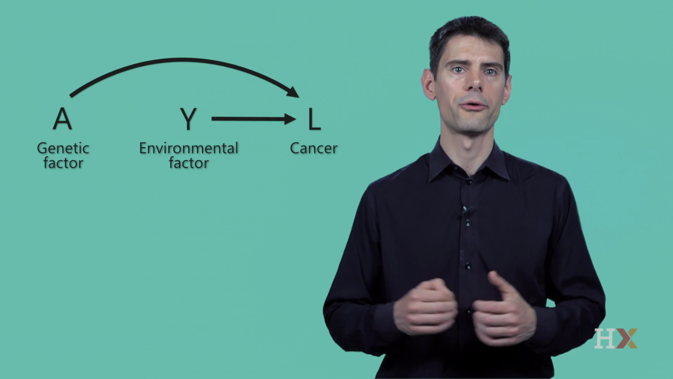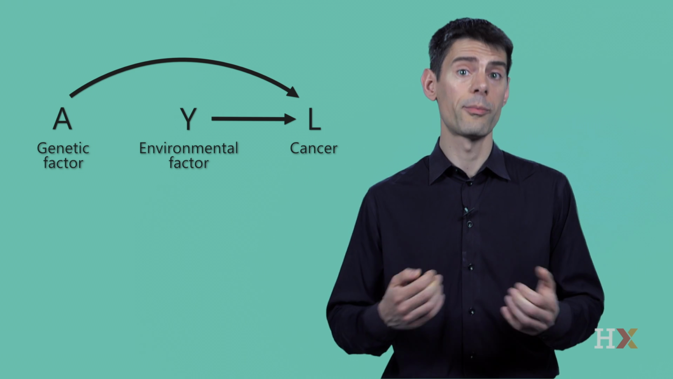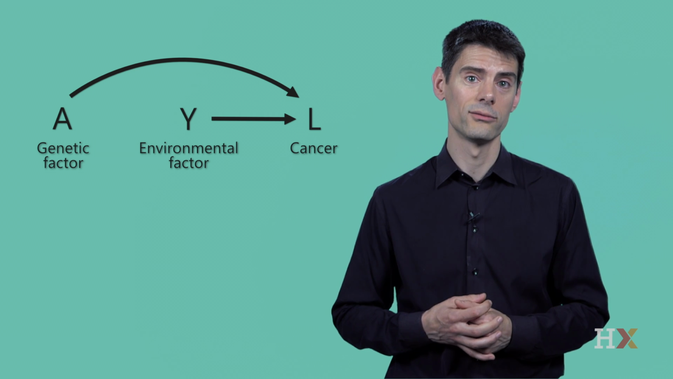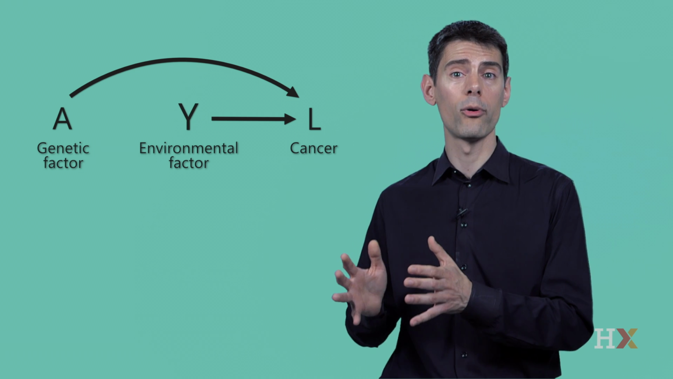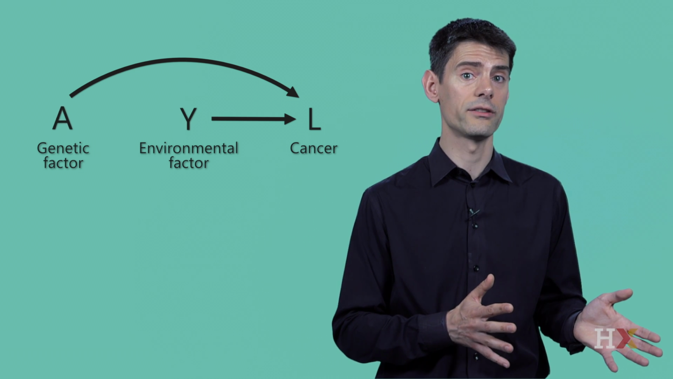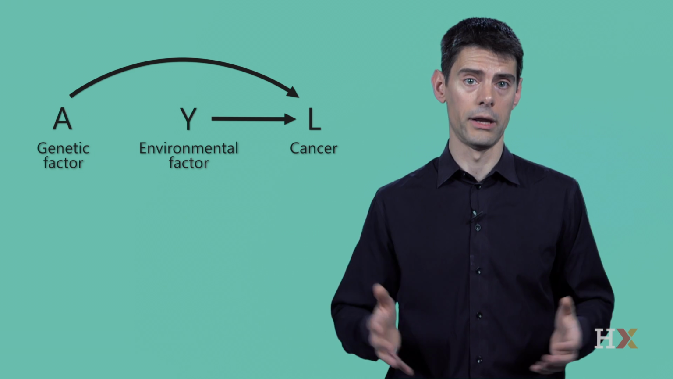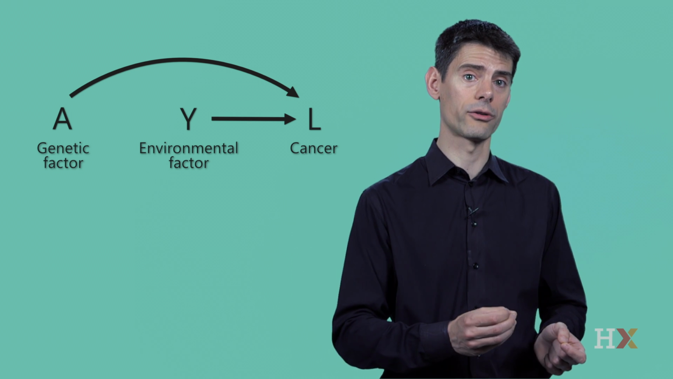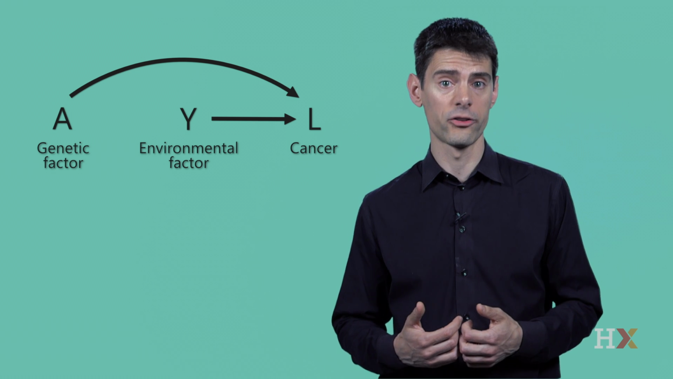So, under our graph with no arrows from A to Y, but arrows from A and Y to L, do we expect to find an association between the genetic factor A and the environmental factor Y? Well, according to this graph, an individual's exposure to high levels of air pollution was not affected by her genes. The environmental factor is distributed in the population independently of genes. Therefore, learning that an individual has the genetic factor does not provide any additional information regarding her environmental exposure.